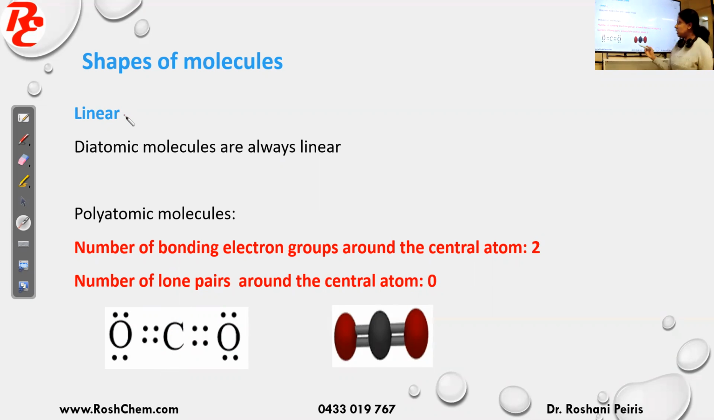To get a linear shape for polyatomic molecules, around the central atom you should have 2 groups or 2 atoms like this, and the central atom should not have any lone pairs. Then you get the shape linear. Okay, we will go to the next shape now.